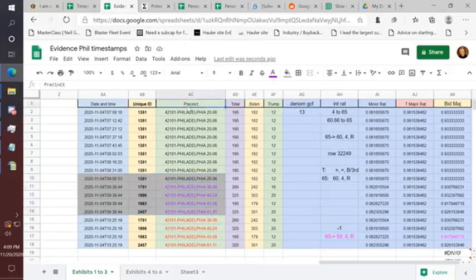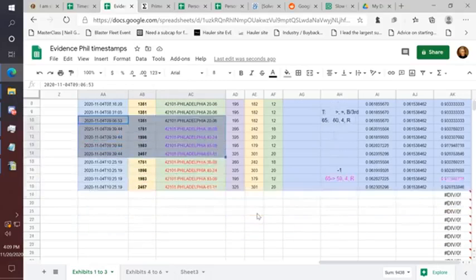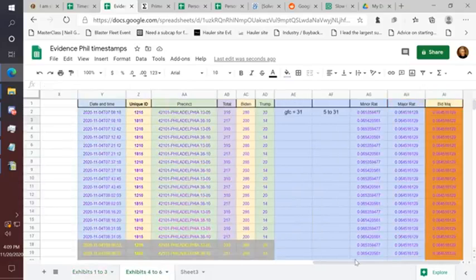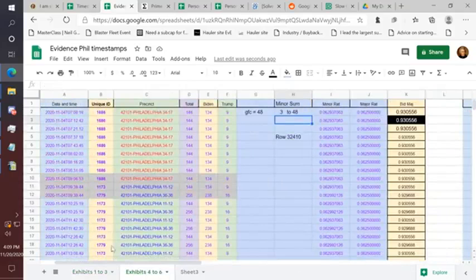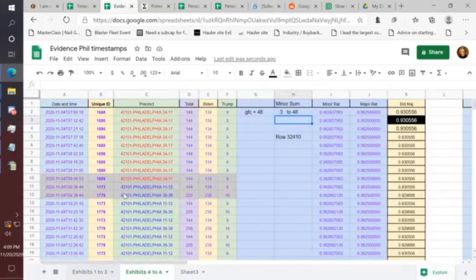So at 7 o'clock it starts with that, which is fine. You have to start with something. But then it transfers that ratio all at the same time to these 4 precincts. Go to Exhibit 4. Exhibit 4, the ratio is 3 to 48.